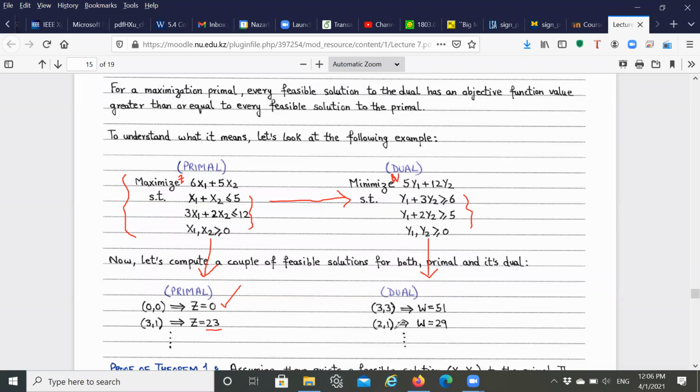Then you put another value, say 2, 1. Again, it satisfies these two constraints, and your objective value further reduces. As you see, this is a minimization, so obviously it should be going in the down direction. And since the primal is a maximization, it should be increasing.